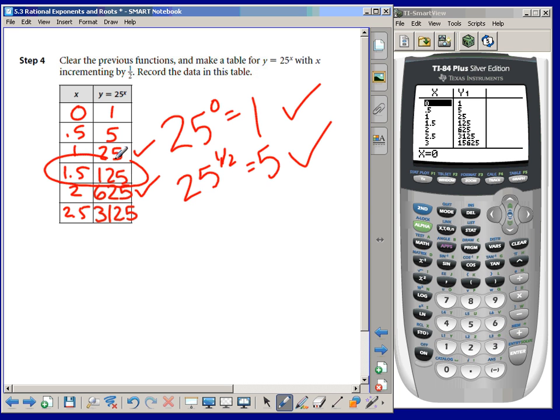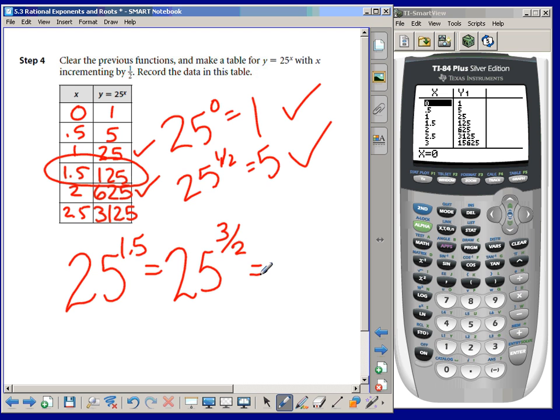Let's focus on this one. 25 to the 1.5. If we consider 1.5 as a fraction, that fractional exponent would be 3/2. So 25 to the 3/2 power is coming out as 125. One way to think about this, what if I broke up 25 to the 3/2 like this?